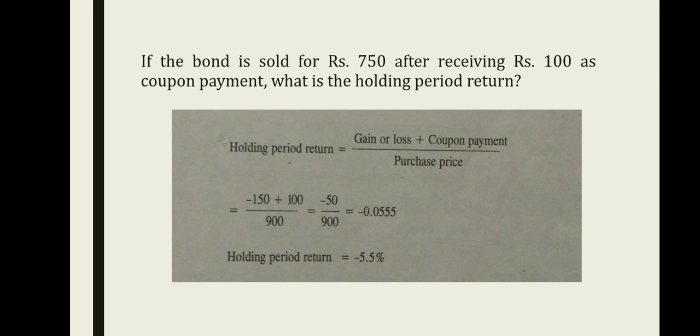Coupon amount is rupees 100. So, holding period return is equal to loss, that is 150. We have to take minus 150 plus rupees 100, it is the coupon payment, divided by purchase price 900. When you simplify this, you get 0.055, that is 5.5% negative value. Holding period return is minus 5.5%. Since we have loss, the holding period return is negative.